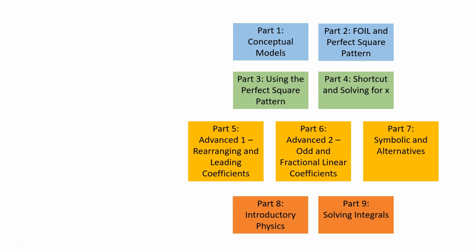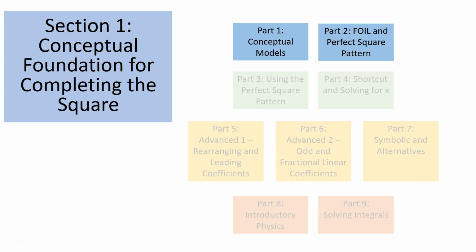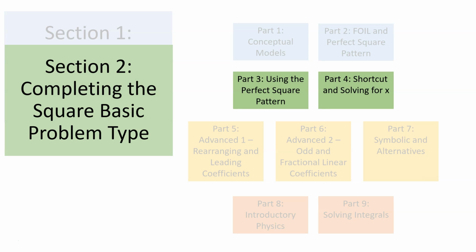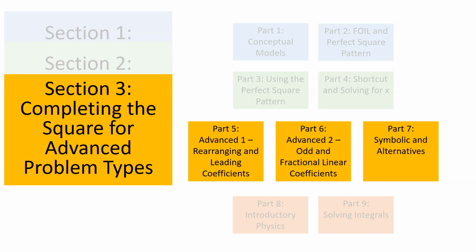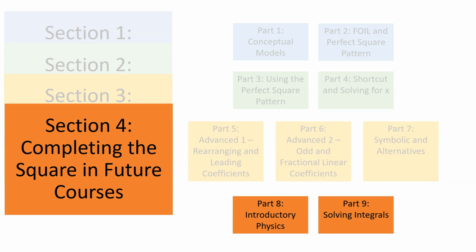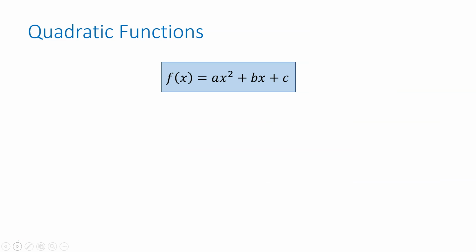Although there are 9 parts, this series can be grouped into 4 distinct sections. The first section establishes the conceptual foundation for completing the square. The second section will teach you how to complete the square for the basic problem type. The third section will teach you how to complete the square for advanced problem types. And the fourth and final section will show you examples of how you might use completing the square in future courses. Let's begin by discussing the quadratic function.